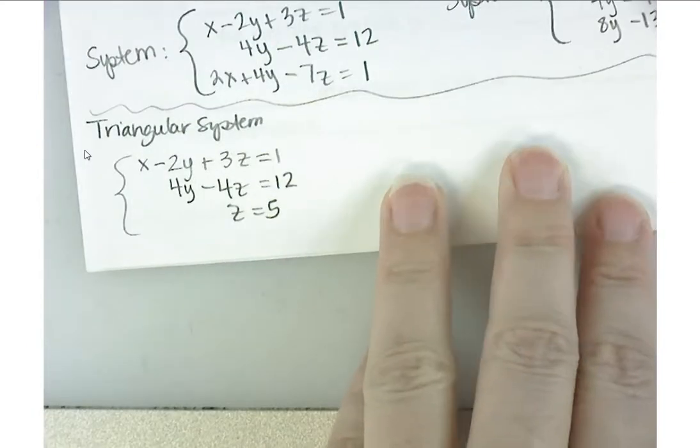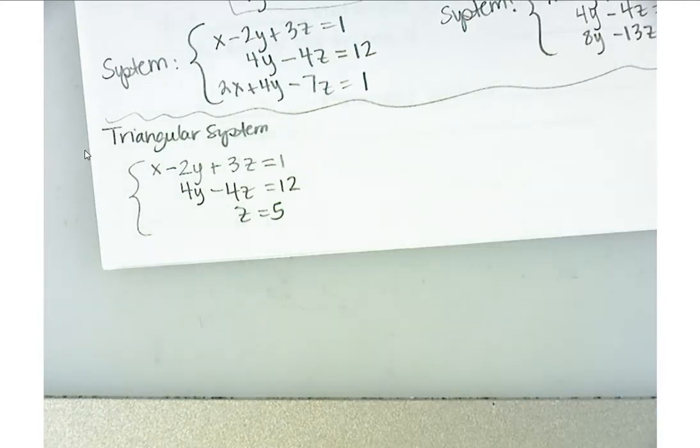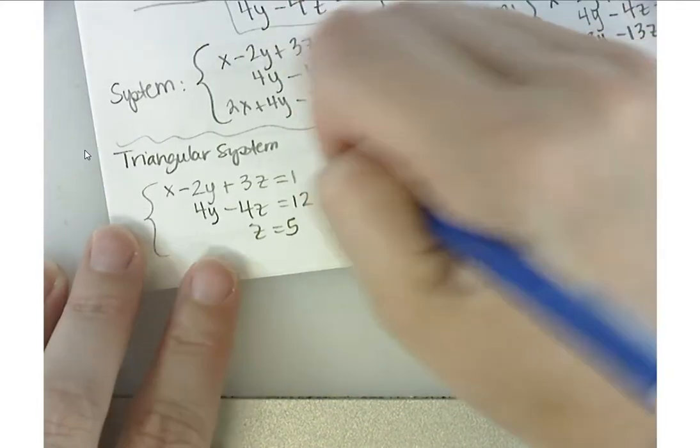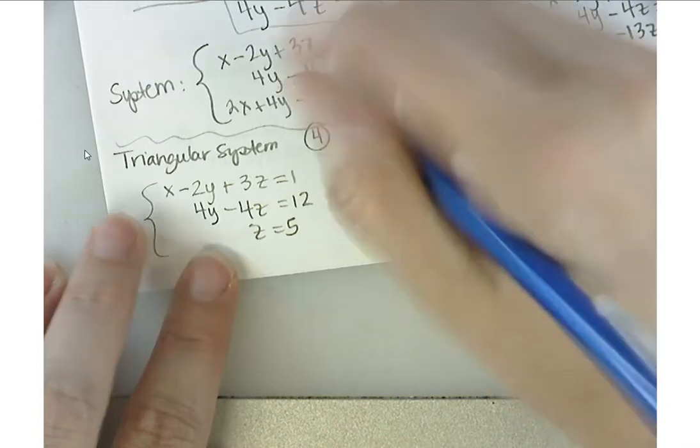What's the benefit of having the triangular system? And what do we call that? Back substitution. Okay, so now we can use, and this will be our step 4 for this, use your back substitution.